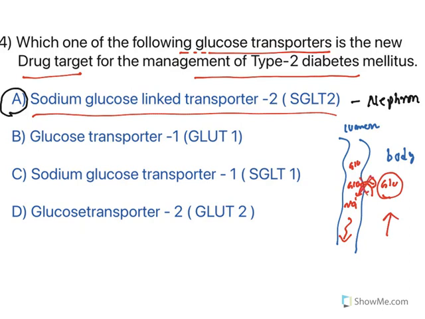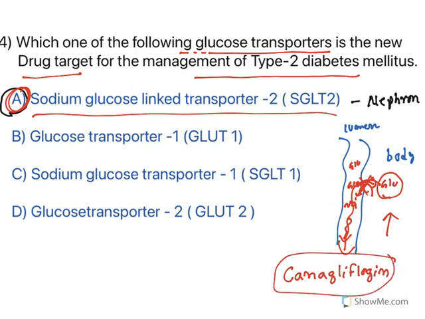So by inhibiting this transporter, what happens? Glucose goes out of the body and hyperglycemia can be treated. So the option is option A. Gliflozins like canagliflozin, dapagliflozin are the drugs of choice. These drugs will inhibit sodium glucose linked transporter 2 in the nephron. Now glucose transporters GLUT1, GLUT2 are present in the cells and they are responsible for glucose delivery into the cell. Whereas SGLT1 is present in the intestine. This is not the target. The new drug developed is to block this transporter at the nephron, and the option is A.